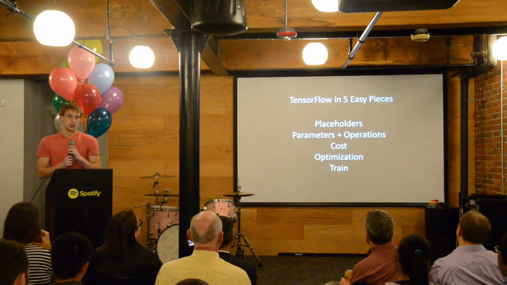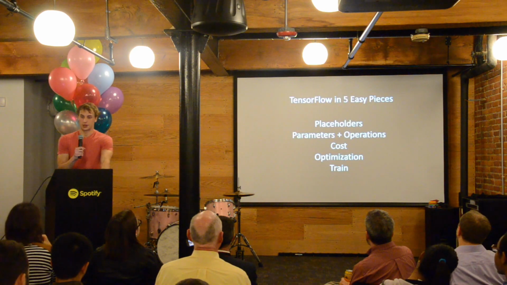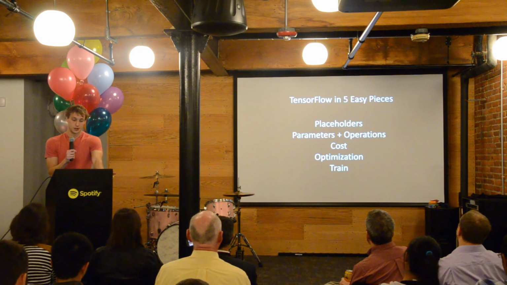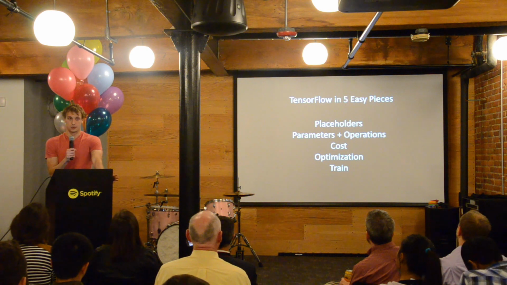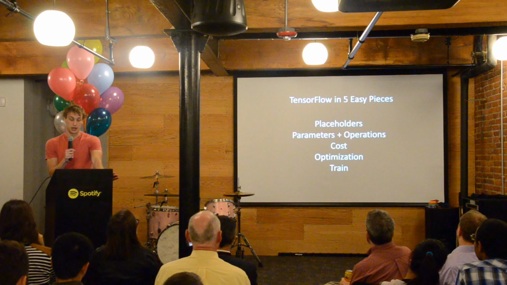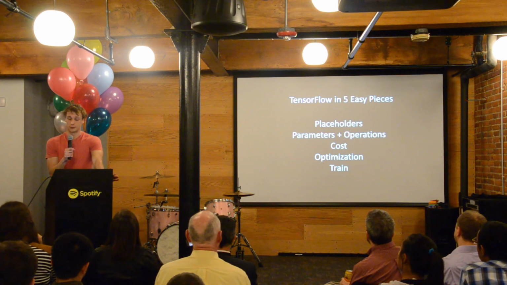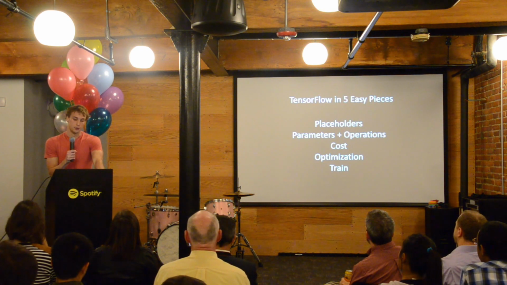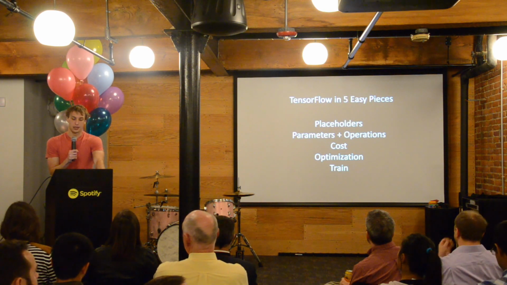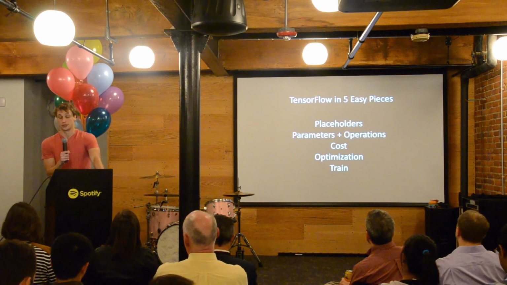So let's remind ourselves of the 5 easy pieces we're going to go through to build this model. We're first going to define our placeholders, then we're going to build the parameters and operations, then we're going to define our cost function, then we're going to create an optimizer in order to minimize the cost and make our model as accurate as possible. And lastly, we're going to iteratively run examples through the model and ideally create an accurate predictor.